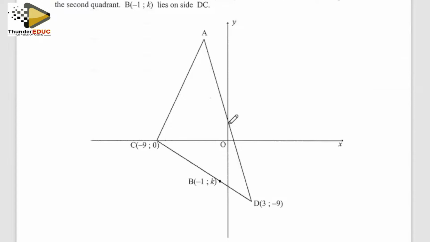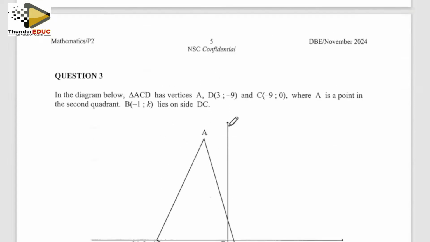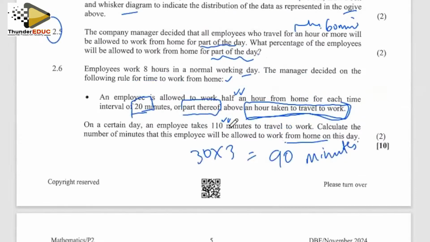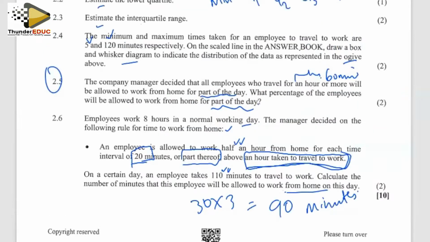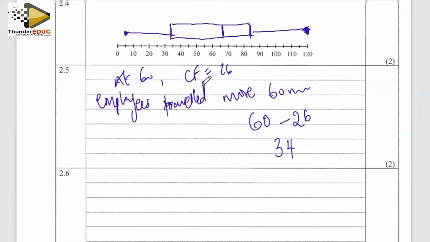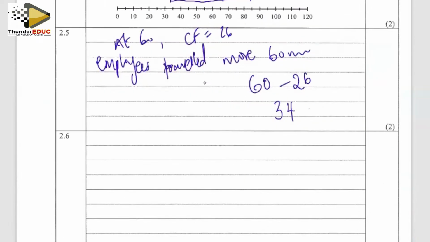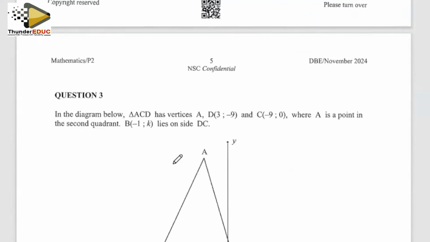Question 3. Did we answer question 2.5? Something is not making sense. 2.5, we're saying what percentage is allowed to work from home. We just got the number. Okay, so it's going to be 34 over 60 times 100, which is 56.67%. Okay, let's move on to question 3.